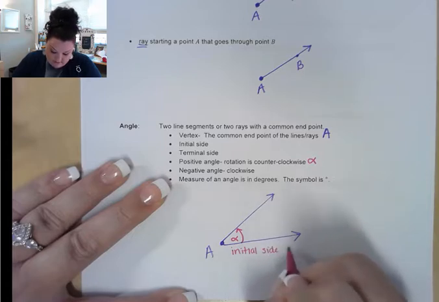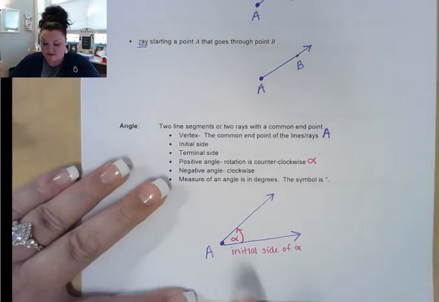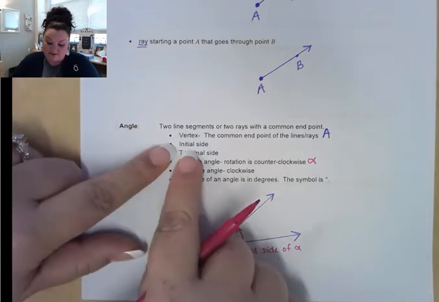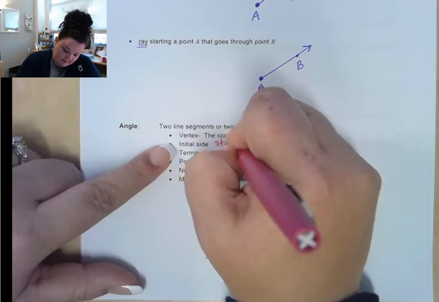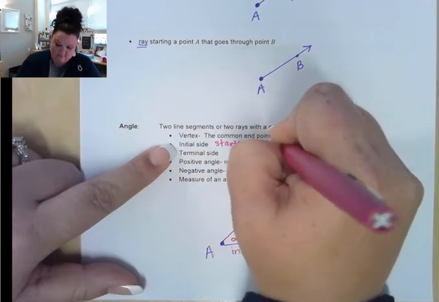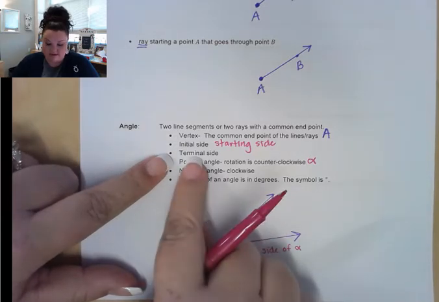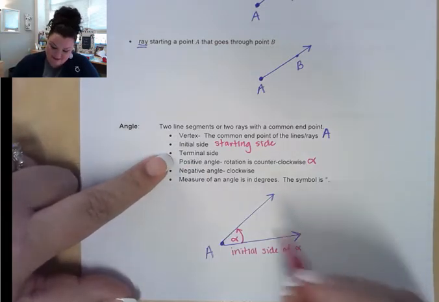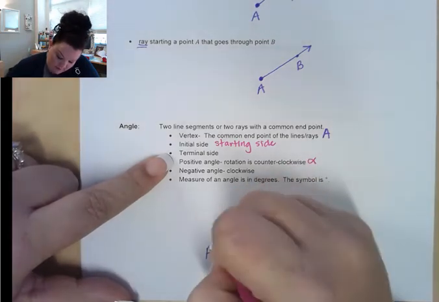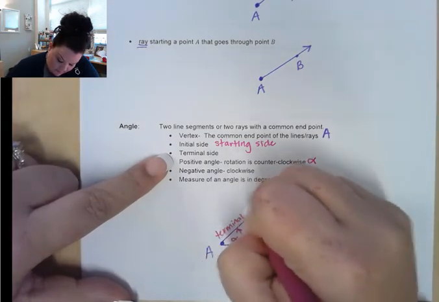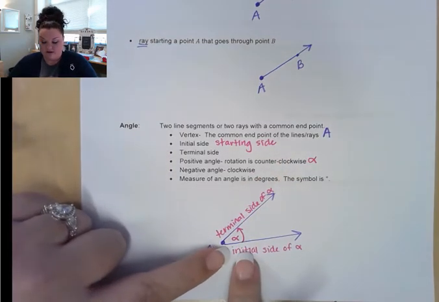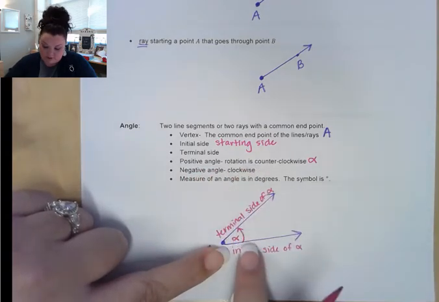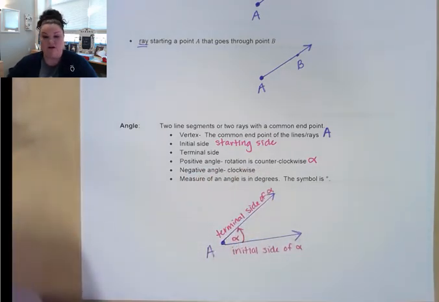So that means that this bottom ray right here would be the initial side of alpha, because this is the side where alpha started. When we talk about the initial side, what we're really saying is that that is the starting side. And then the terminal side, you can imagine, is the ending side. So this ray over here would be the terminal side of alpha, because it starts here, and because it's a positive angle, we go counterclockwise up to where it ends on our terminal side.